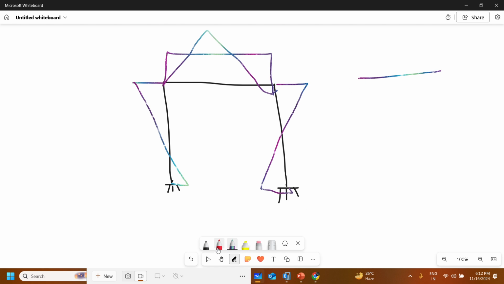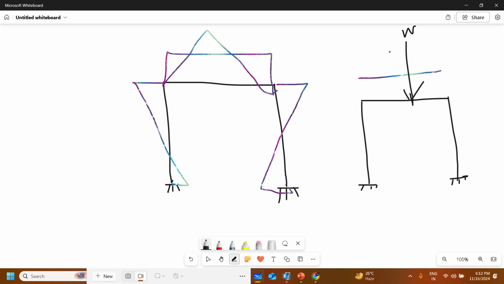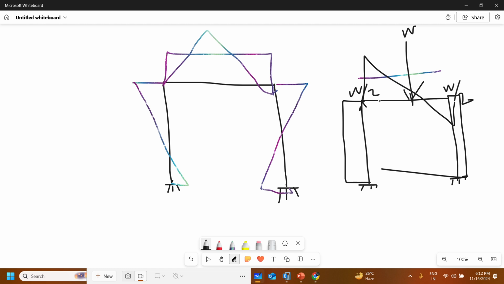And what about the shear force? Suppose this is the W, and this is the W by 2, W by 2. The shear force is distributed this way. Okay, and why is this portion coming?